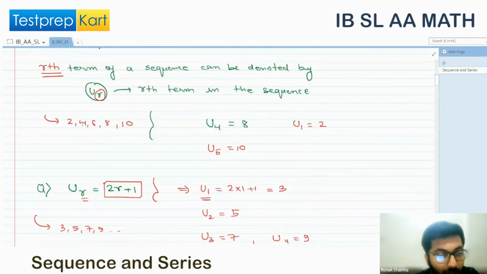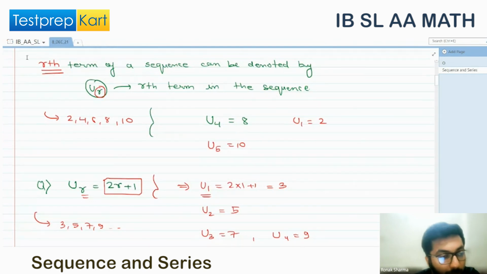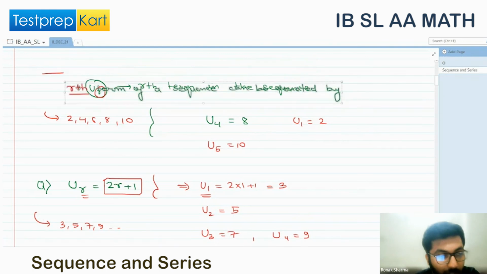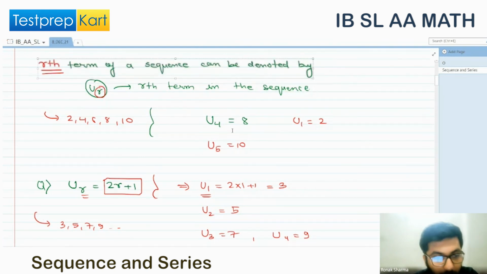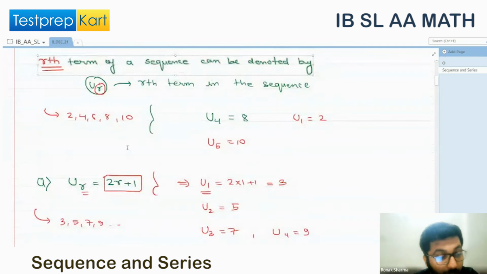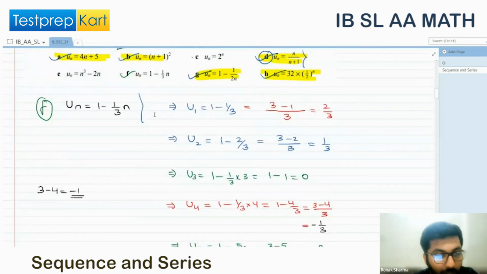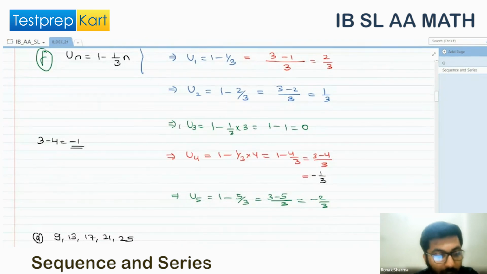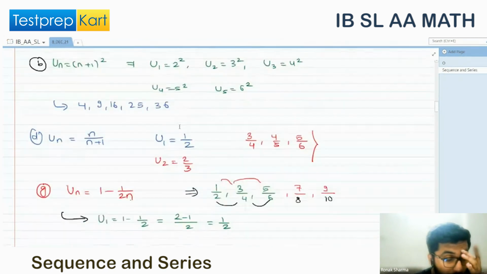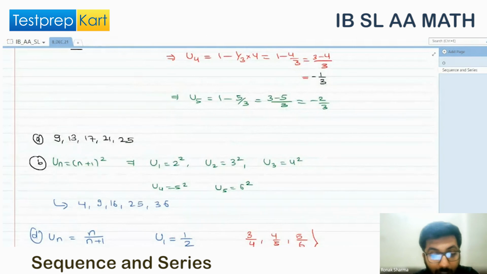Then we saw how we can represent any sequence using the r-th term, that is u_r. Then we learned how to write the sequence if they give us u_n, by putting the values of n again and again, 1 till 5. So if I give a u_n, you can tell me any term of the sequence, right?